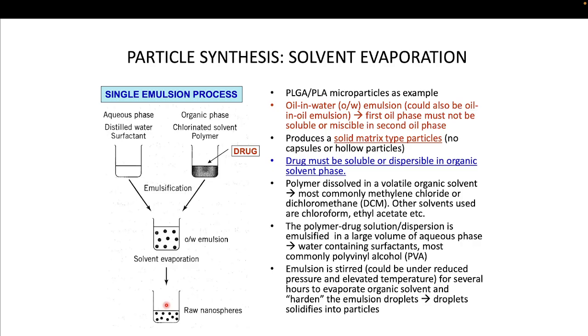To avoid aggregation, you use surfactants. For example, PVA. PVA is nothing but polyvinyl alcohol, which is a very widely used surfactant. You use this in the water phase to avoid the aggregation of these particles. Why do particles aggregate in the first place? Because they have a lot of surface tension on their surface. If you reduce the surface tension, there will be very little aggregation.